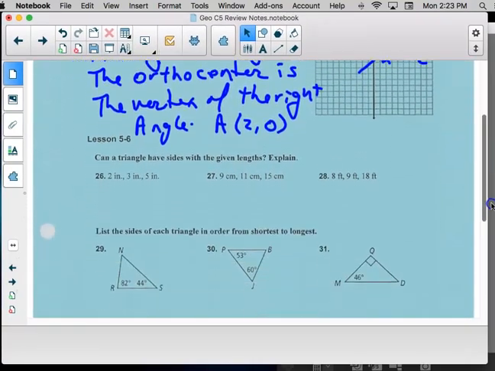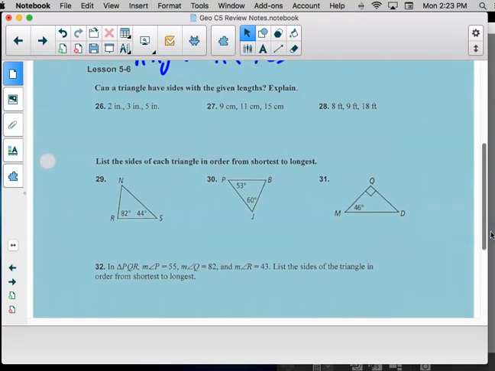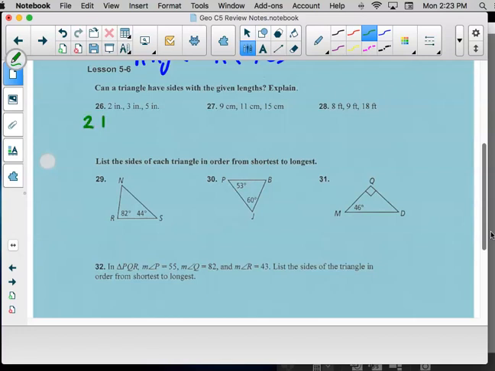Now, this next one I'm asked, can a triangle have sides with a given length? Remember, if the triangle has sides of given lengths, if it's going to be a triangle, the two smallest sides must add together to be bigger than the largest side. So, can 2 plus 3 be bigger than 5? And that's not true. So not a triangle.